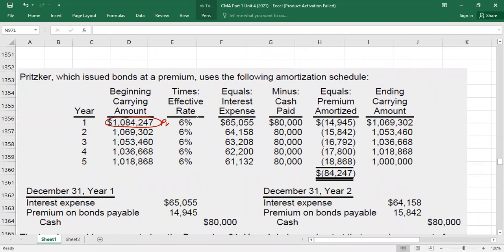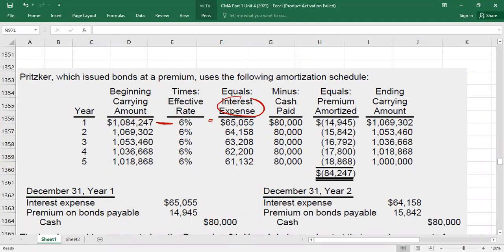And we will multiply with which rate? The effective rate. Don't multiply with the stated rate. You multiply with the effective rate. Once you multiply the beginning carrying value with the effective rate, this will give you the interest expense, the final value of interest, which will be recorded in the profit and loss account.